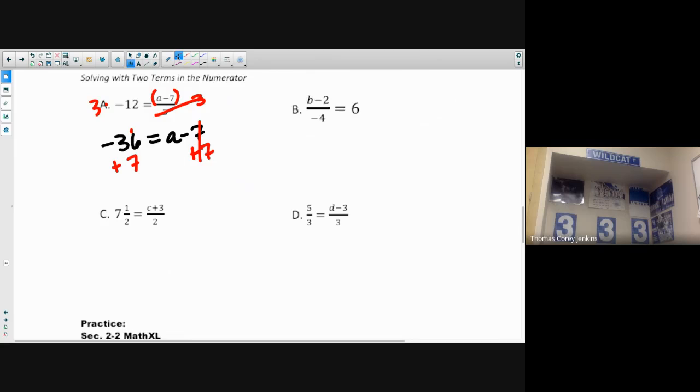And I almost canceled out the wrong side. So negative 36 plus 7 is going to be negative 29. Negative 29 equal to a. And remember, you can always sub back in to see if it works. If I had my calculator, I would show you, but you can kind of think through it. Negative 29 take away 7 is negative 36, and then negative 36 divided by 3 is negative 12.